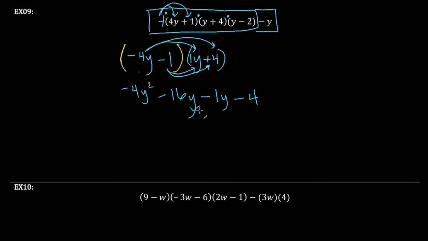Okay, let's combine these. So this just comes down. And then that becomes minus 17y. Remember, I'm combining them. I'm not multiplying. And I have minus 4. Now, the thing is, I multiplied the negative 1 by 4y plus 1. I got this. And I multiplied by y plus 4. I'm still not done. I have to do it one more time. So I'm going to multiply everything by y minus 2. Oof, all right.